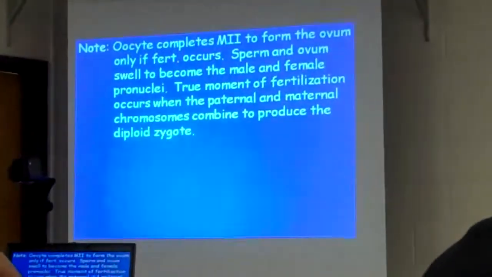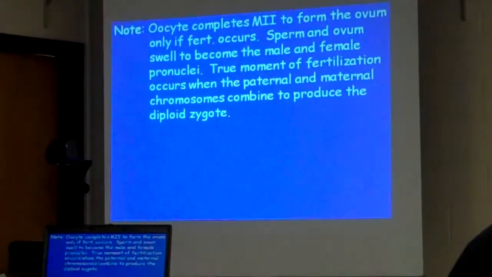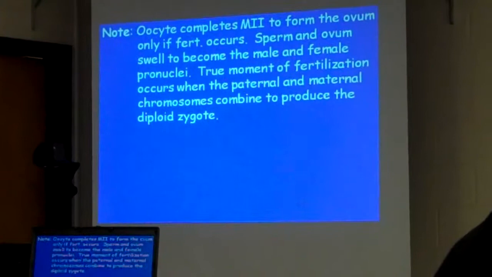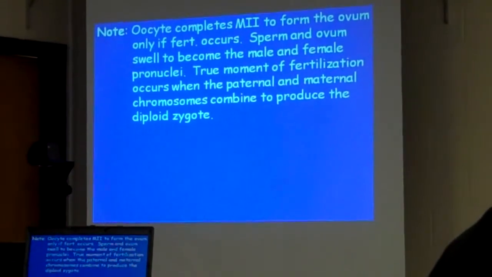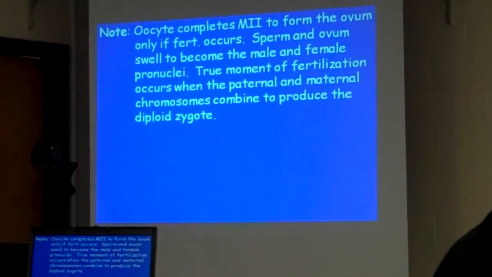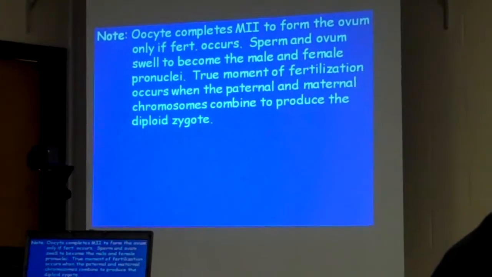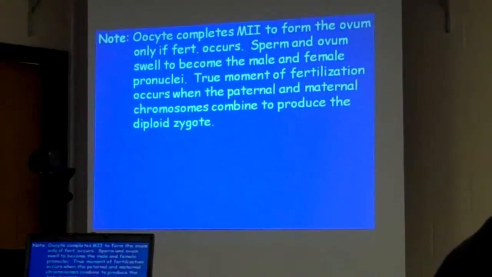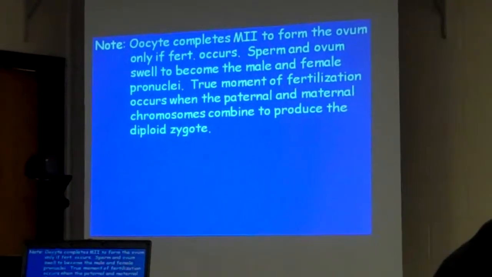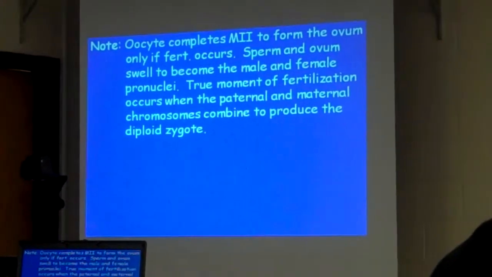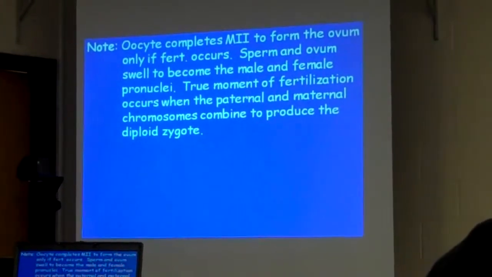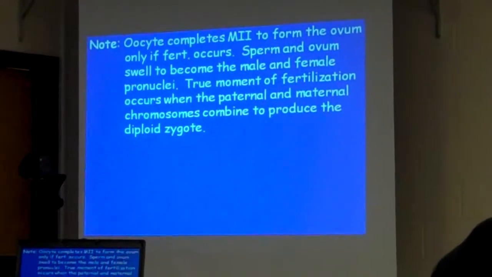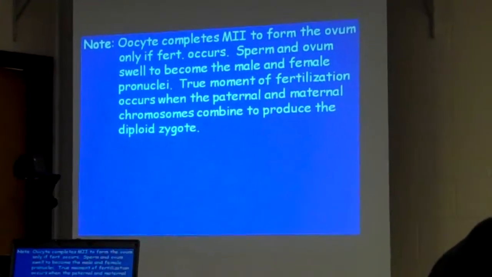So I just had that, and there it is. This oocyte completes meiosis 2 to form the ovum only if fertilization occurs. Sperm and ovum swell to become the male and female, and they use the term pronuclei, and the true moment of fertilization occurs when the paternal and maternal chromosomes combine to produce the diploid zygote. And so that is the idea of that.